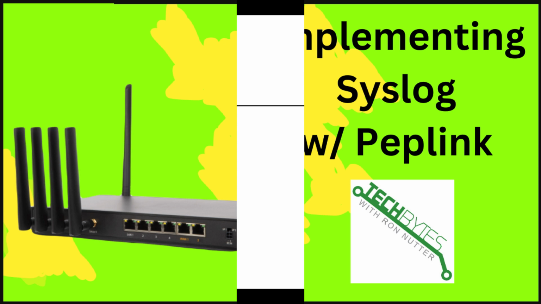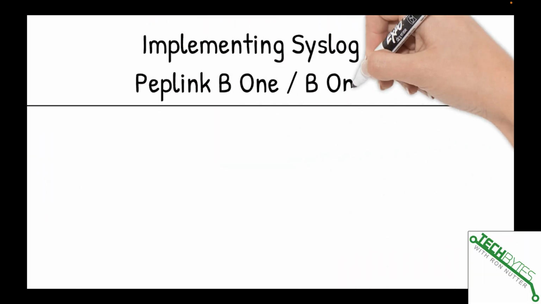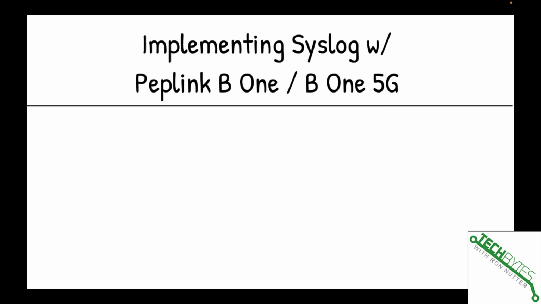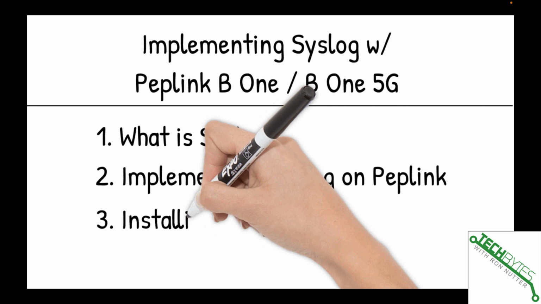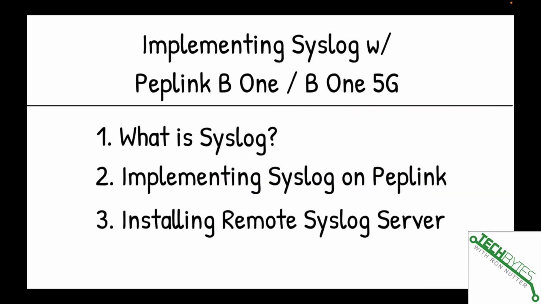Well, in this video, we're going to talk about implementing Syslog with the Peplink B1 or B1 5G. First, what is Syslog? You may not have heard of it. Then we'll talk about what it takes to implement Syslog on Peplink. Then about setting up a remote Syslog server, because you got to have the messages go somewhere. And then we'll show you how to test Syslog to make sure that it's doing what either you would expect or what the device is capable of. This should work on the other Peplink devices. I've just got the B1 5G.